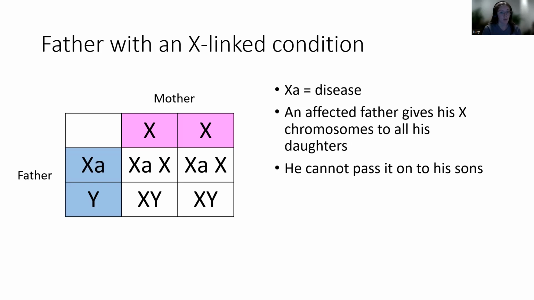A father with an X-linked condition, I've used XA here to represent disease, passes this faulty chromosome or allele on to all of his daughters. However, he cannot pass it on to his sons because he gives them the Y chromosome that they need to be male.